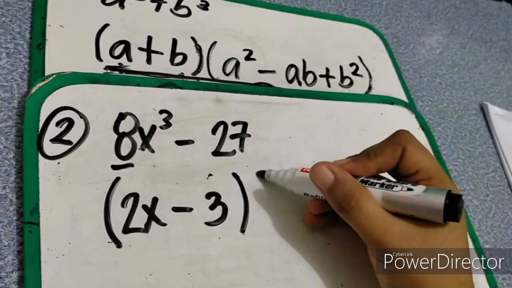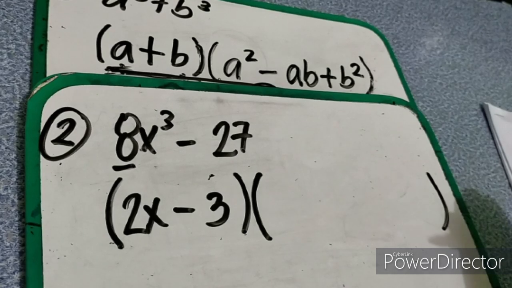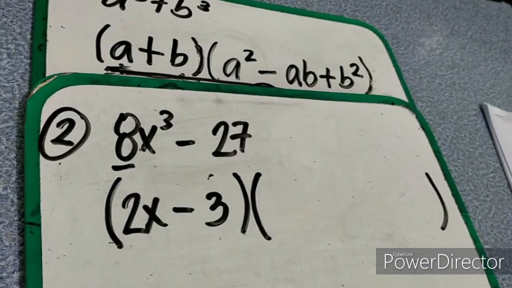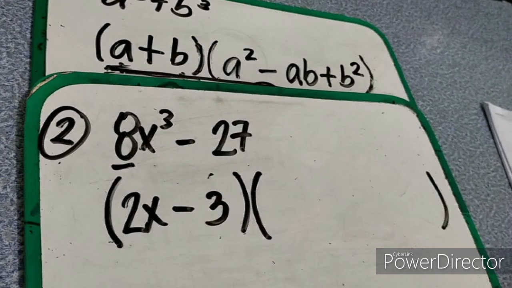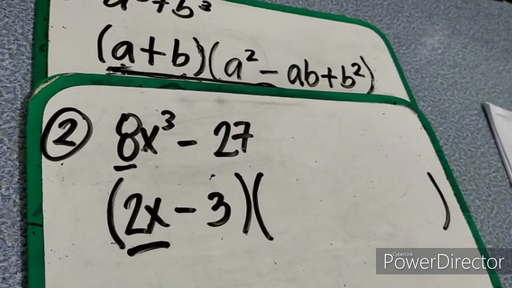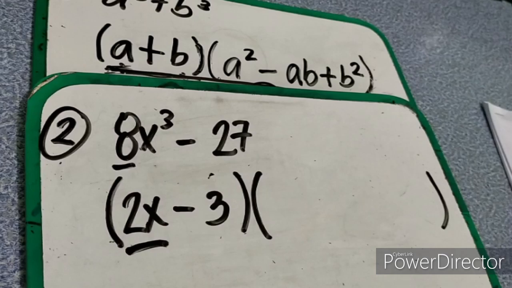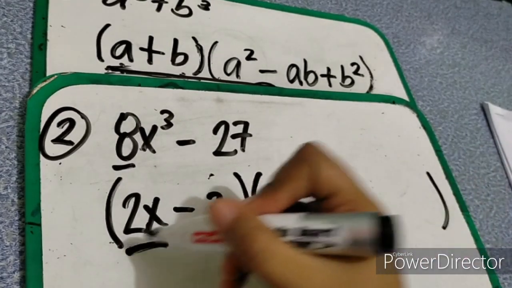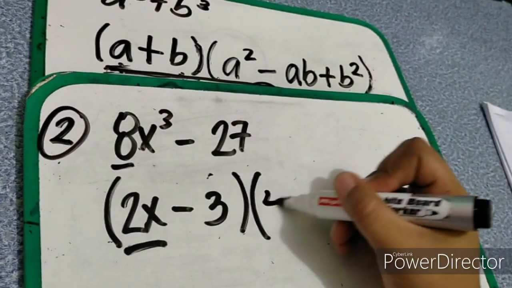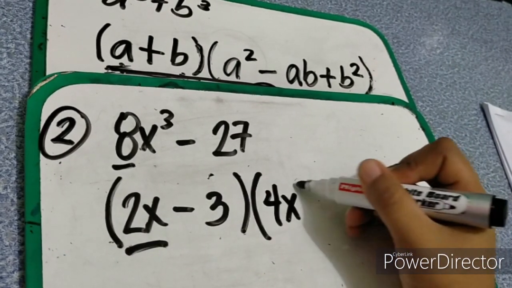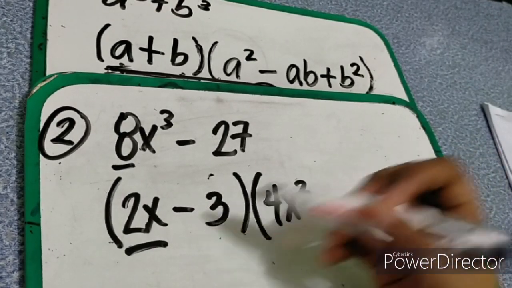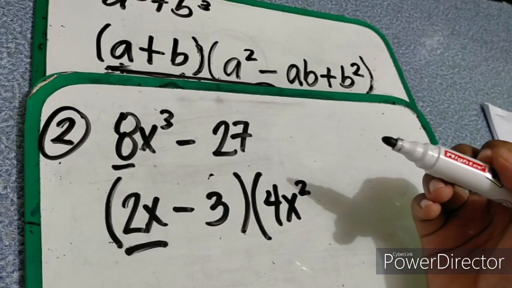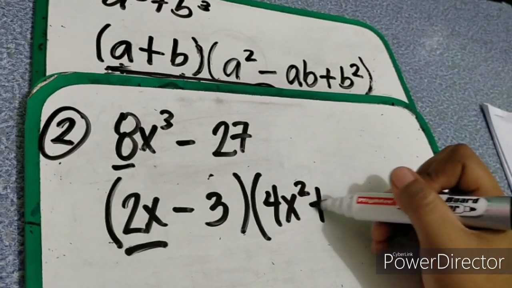Next, let's have now the trinomial. For the trinomial, the first step is to square the first term of the binomial factor. So, remember, we base it on the binomial factor. Square the first term. When we say square, you multiply by itself twice. So, 2x times 2x. 2 times 2 is 4. X times x is x squared. Next, our sign is opposite the sign of the given. So, it will be positive.